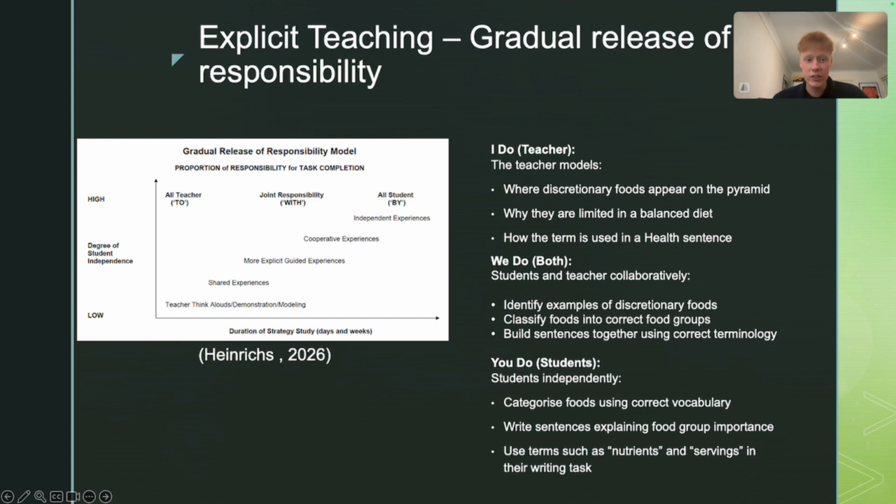In the we do stage, students and the teacher collaboratively work together to identify examples of discretionary foods, classify foods into the correct food groups, and build sentences together using the correct terminology. In the final stage of you do, the students independently categorize foods using correct vocabulary, write a sentence explaining food group importance, and use terms such as nutrients and servings in their writing task.